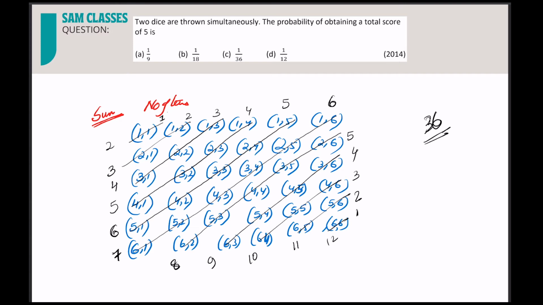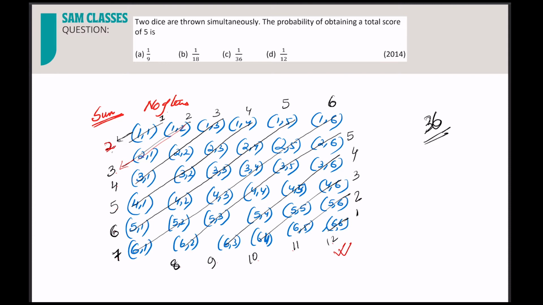Now the first one, 1 comma 1, what is the sum? This side we have the sum, so that is 2. We need the sum of these two numbers: 2 comma 1 gives 3, and then 4. Like that, the sum is 4 here, 5 here, 6 here, 7 here, 8 here, 9 here, 10 here, 11 here, 12 here. So the max sum we can get is 12 and the minimum sum we can get is 2.